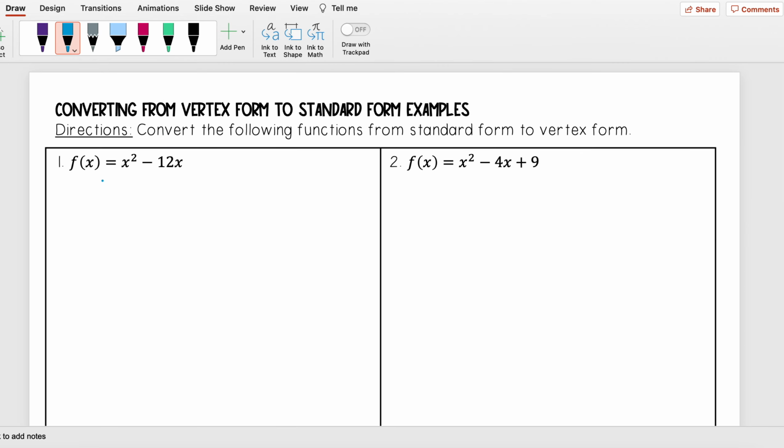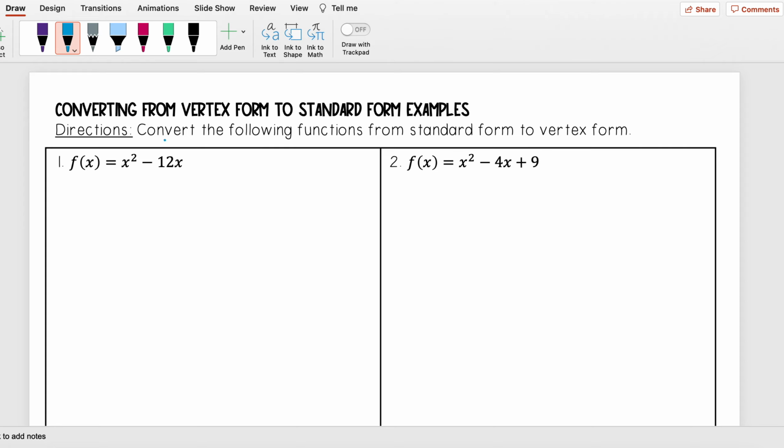So looking at number 1, I have f of x is equal to x squared minus 12x. My first step is to move my c to the other side, but I see I don't have a c term here. It's really just a 0. So I can go straight to that second step of adding (b over 2) squared to both sides.